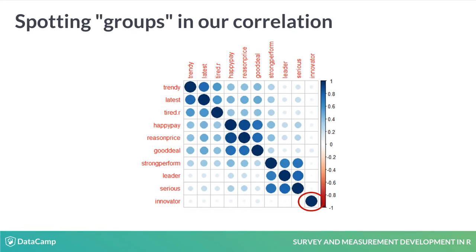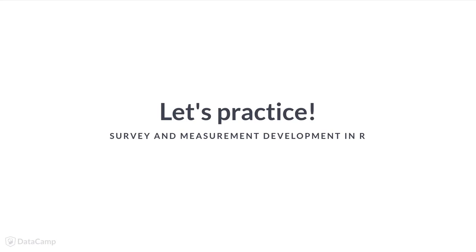Then there's an item on its own. What's going on there? We'll find out next chapter. But first, let's practice checking these assumptions of survey development.